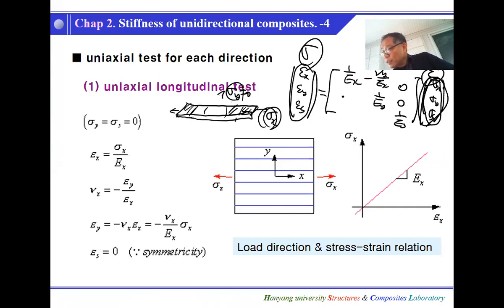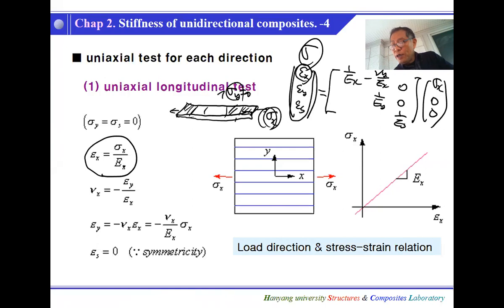important to observe. So we are applying this sigma x, okay? We are applying only sigma x. So sigma x and 0, 0. Those are the terms we are applying. And then we measure the epsilon x. So this is what we are measuring. Well, as you know, this is a very simple equation, but you do need to know how and where these terms come from.